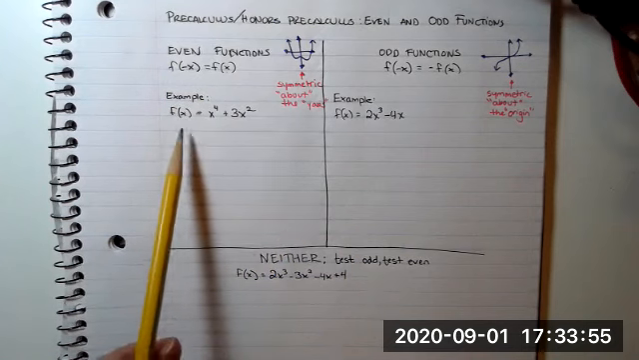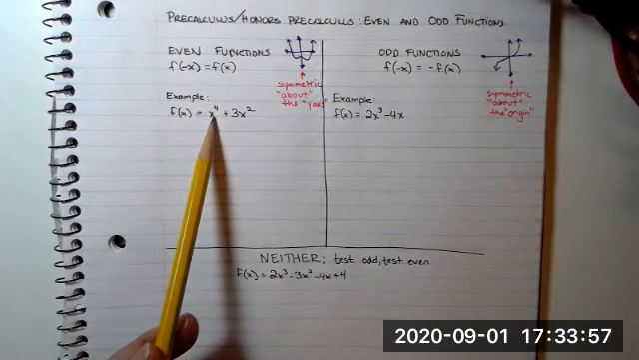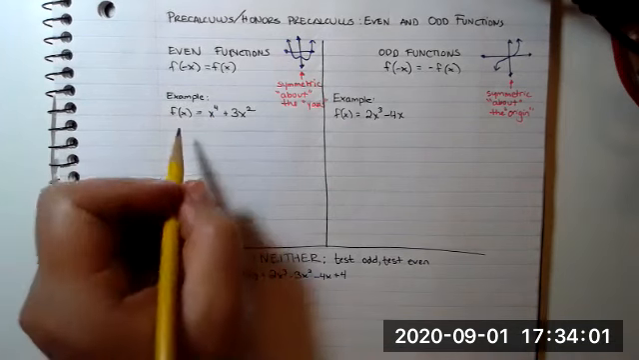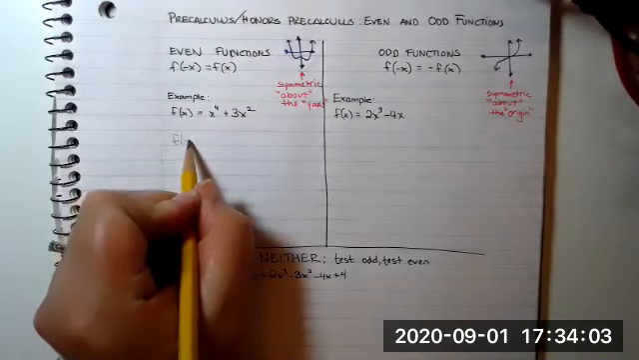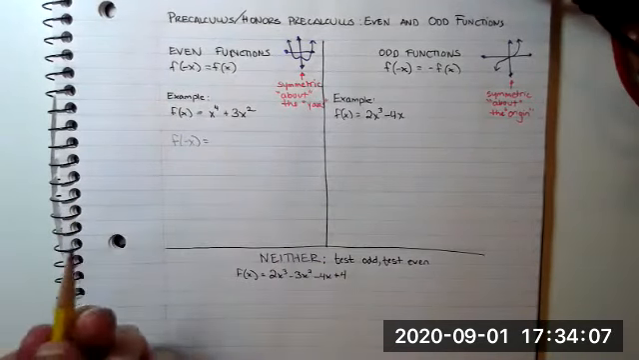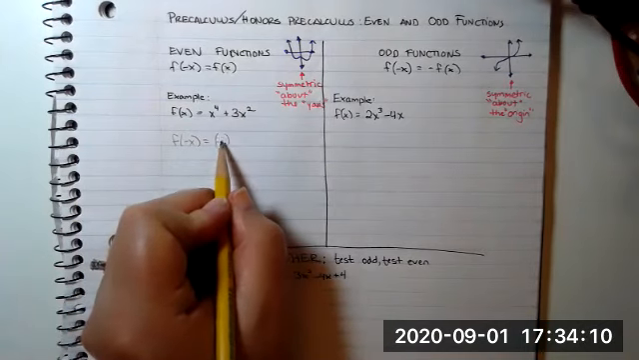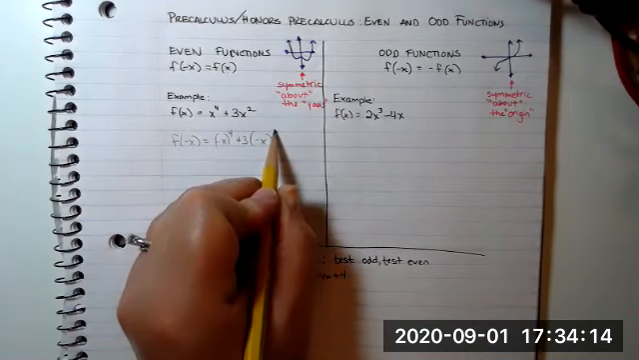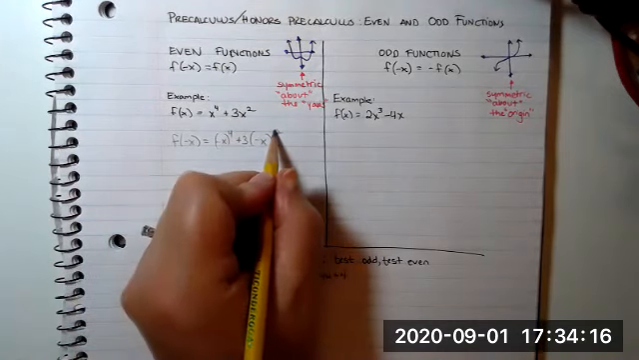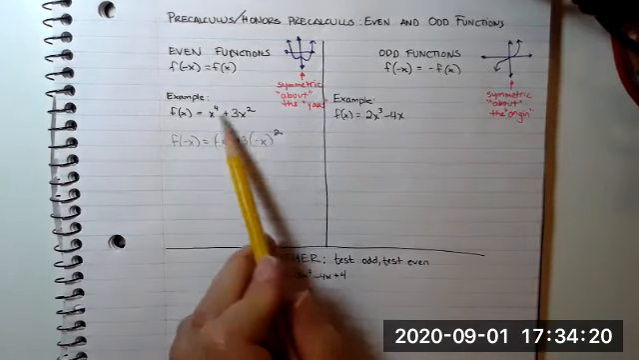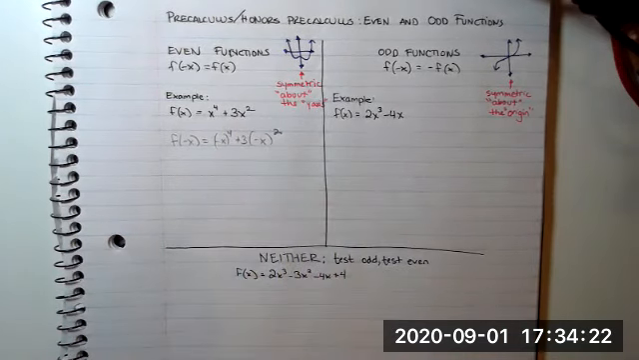So we have an example here, f of x is equal to x to the fourth plus 3x squared. The way we'll test it is we'll test f of negative x. So we're going to take all of the x values and make them negative. So negative x to the fourth plus 3 times negative x squared. And if we simplify this and it results in the same as the original function, then we can say that it's in fact an even function. So let's go ahead and do that.